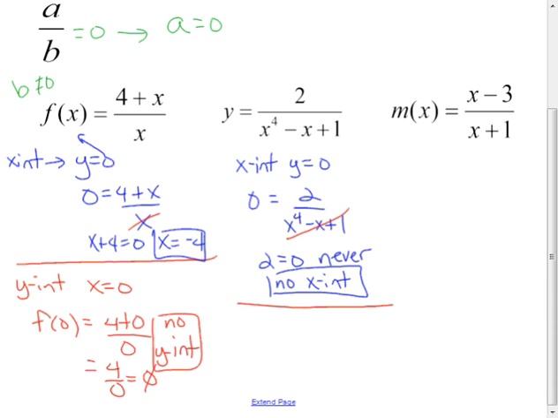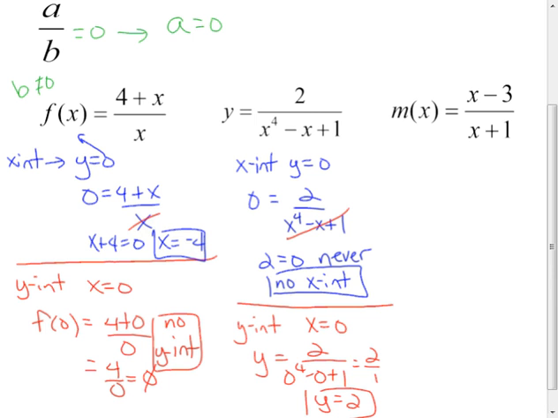So for here, in this middle function, we're going to look at the y-intercept, which means x is 0, and that's going to give me 2 over 0 to the 4th minus 0 plus 1, which is equal to 2 over 1, which is equal to y equals 2, and that is the y-intercept. Okay, again, it would be 0, comma 2 if you want to say it as an ordered pair, or it crosses the y-axis at 2.